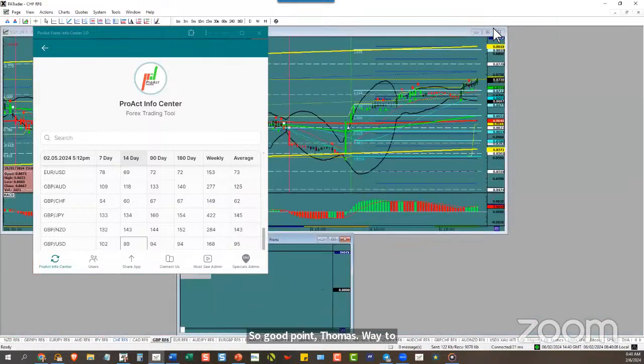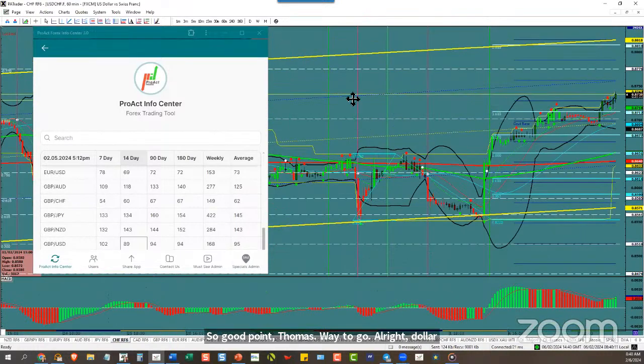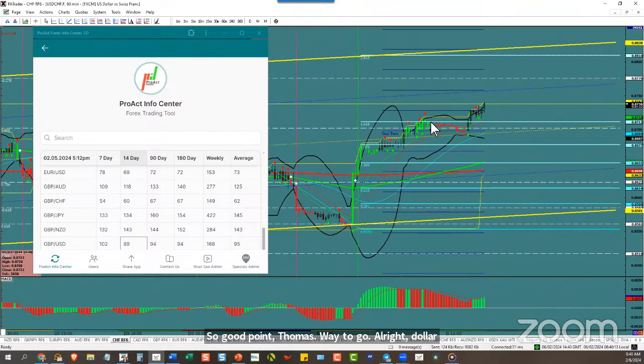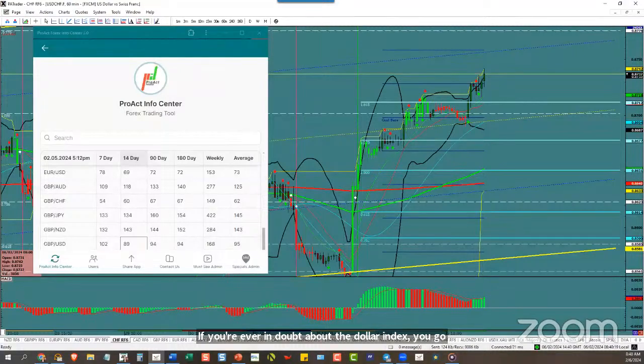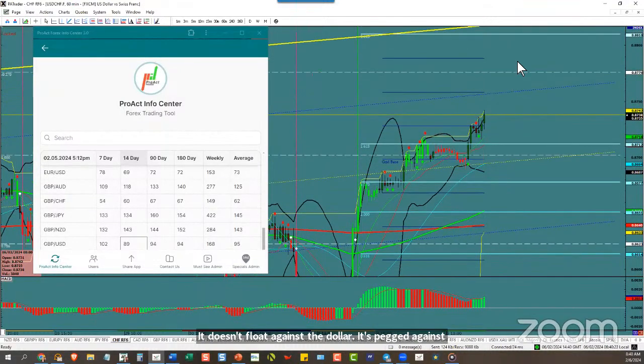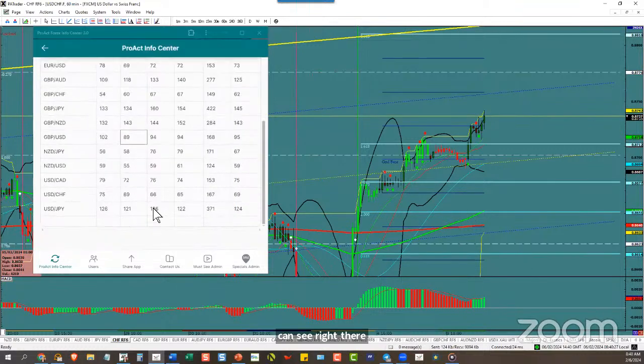All right, dollar Swissy, you get a big hint right here. If you're ever in doubt about the dollar index, you go over here and see what the dollar Swissy is doing, because the Swiss franc is pegged to the dollar. It doesn't float against the dollar, it's pegged against the dollar. So it says we're going up, as you can see right there. MACD points the way. Let's see if we have any room, because it has a low ATR, 69 pips.